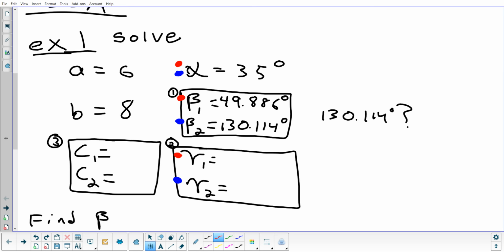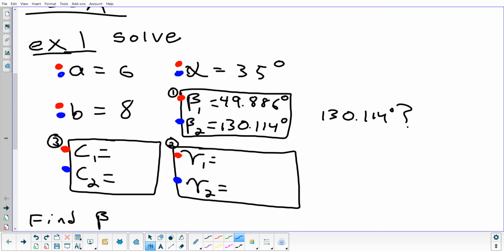Do the same thing with the sides. A is a side in the red problem. B is a side in the red problem. C1 is a side in the red problem. There's your 3 sides for the red problem. A is in the blue problem. B is in the blue problem. C2 is in the blue problem.